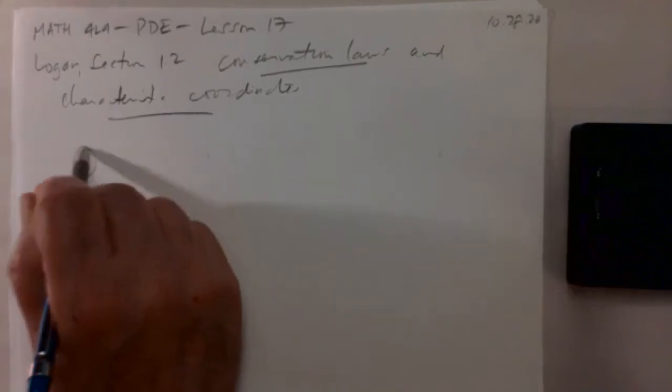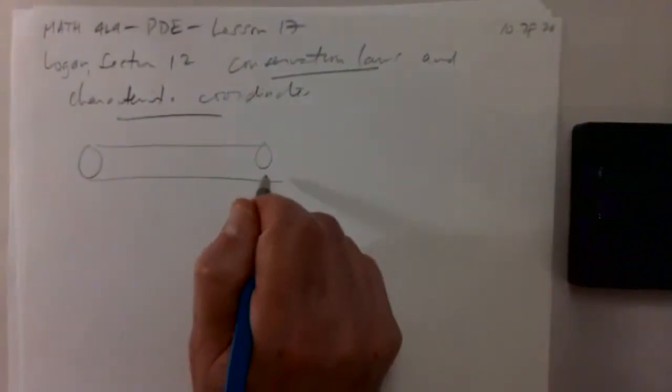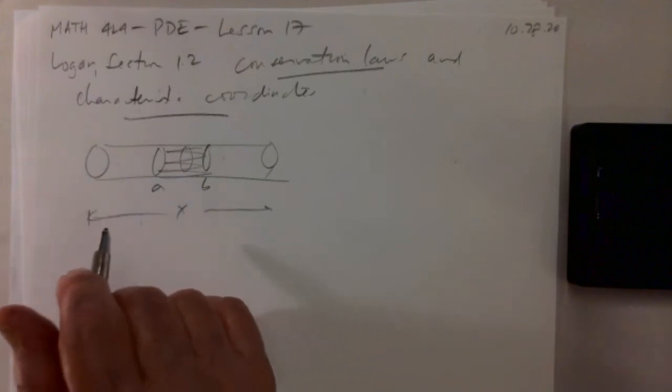So let's think of it maybe as a tube, but the only relevant spatial dimension is x. So whatever it is, everything is homogeneous through any cross section of the tube. And suppose we take the cross section from A to B, and we want to say something about how the amount of material, whatever it might be, physical or energy of one sort or another, changes from time T1 to time T2.